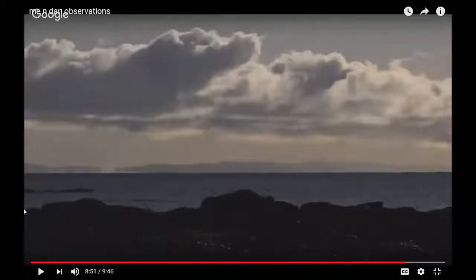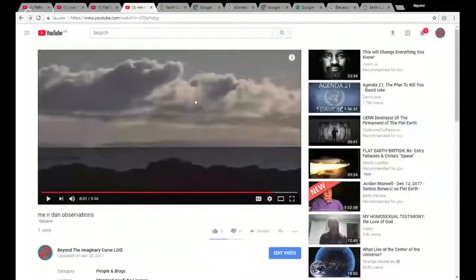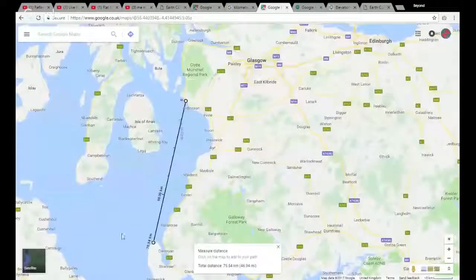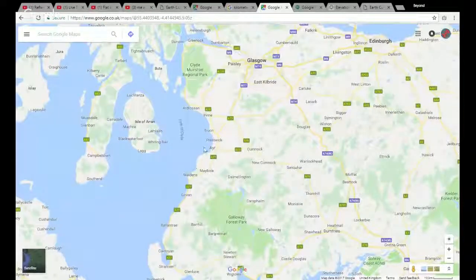And the tens of thousands of people who live all along this coastal route see these things just about every single day. And in the right conditions, they can see all the way across the island. So let's have a wee look at Google Maps. So we're talking about here. So we'll clear the measurement.